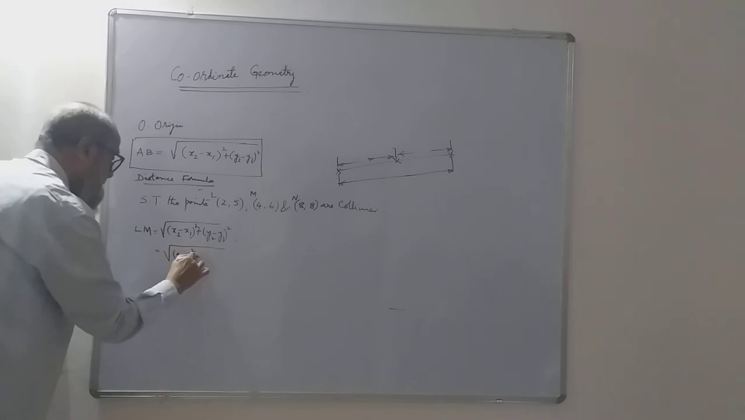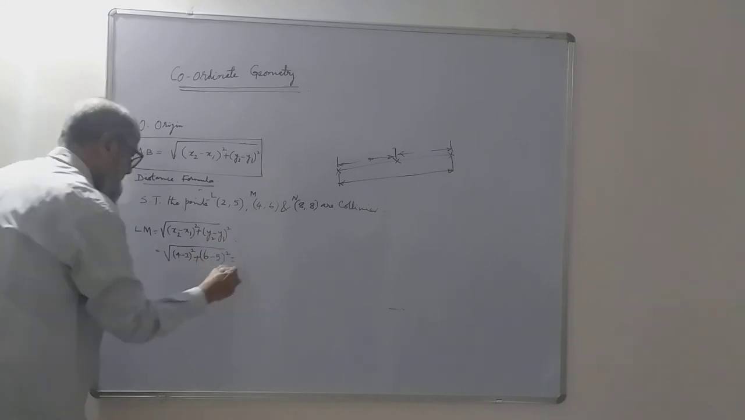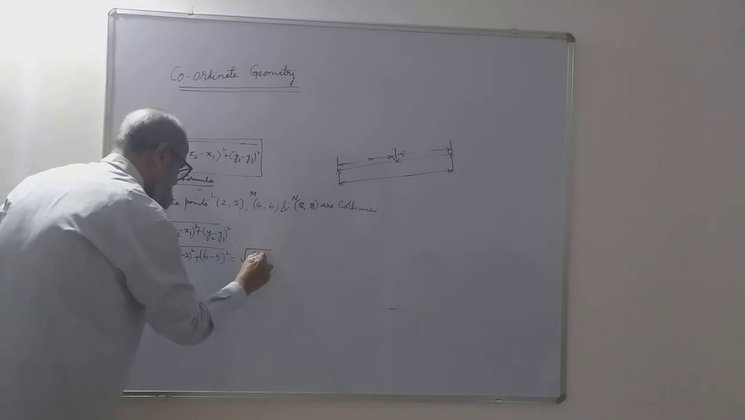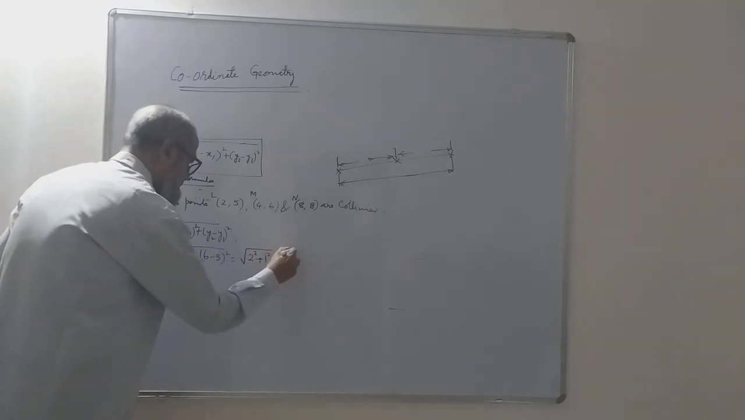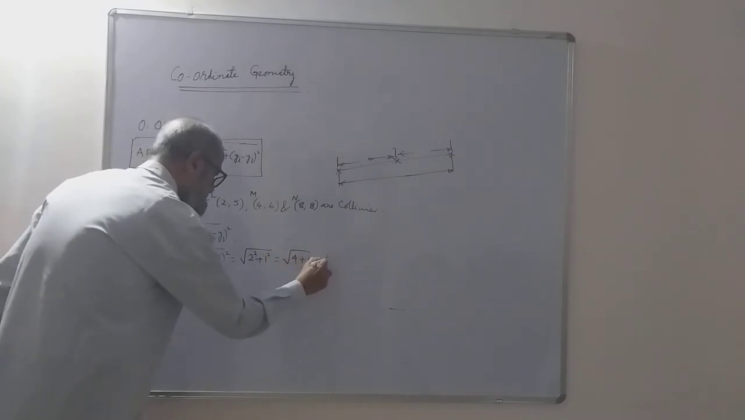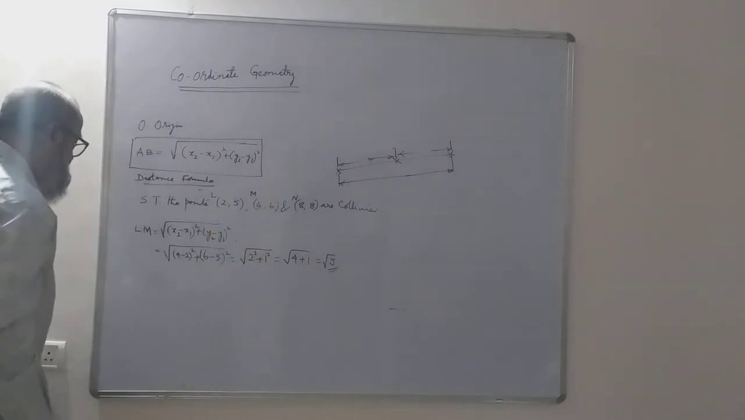4 minus 2 the whole square, plus 6 minus 5 the whole square. 4 minus 2 is 2, so 2 square plus 1 square. 6 minus 5 is 1, so root of 4 plus 1, that is root 5. This is root 5, LM is root 5.